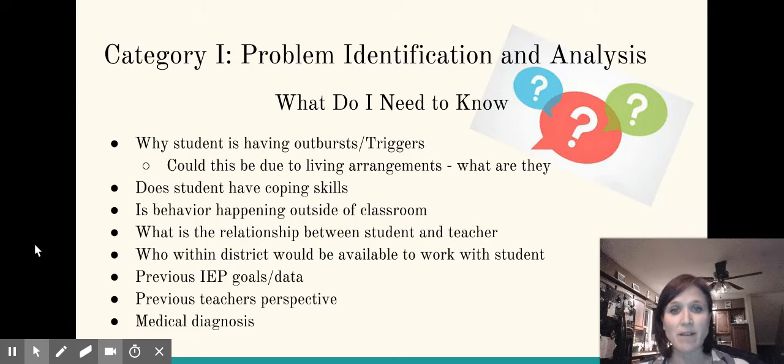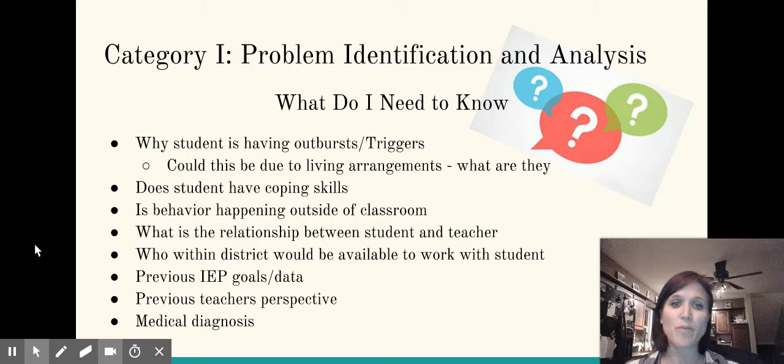Is the behavior happening outside of the classroom? Is it happening in SPED? Is it happening in specials? Is it happening at recess? What other places is this aggressive behavior happening, if at all? What relationship does the teacher have with the student? Is there one? Right now, it doesn't seem like there is. So I would just need to dig deeper at that relationship.